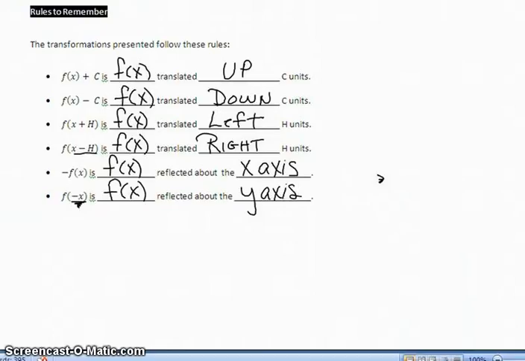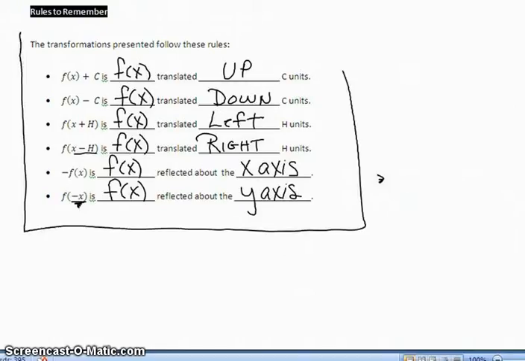I would box this set of rules in so they stand out for me when I'm on a test or a quiz. It's telling you exactly what to do each step of the way when you're graphing transformations in our family of functions unit.